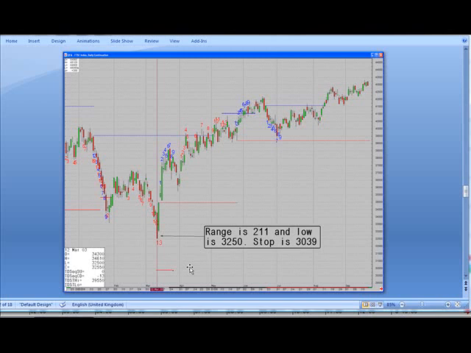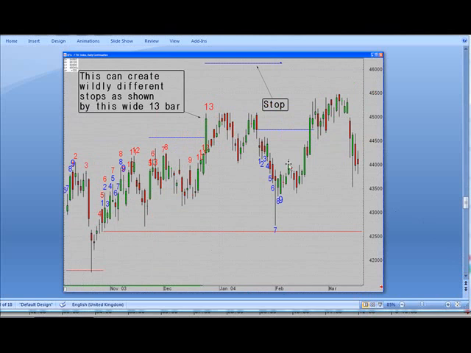If we're trying to pick tops and bottoms, we can argue that if that top or bottom is actually broken, especially on a closing basis, then the signal is deemed to have failed. And here's an example here where a 13 was on a very, very wide bar, which produced a stop that was all the way up here, whereas a 13 that occurred here, the stop was much, much closer.